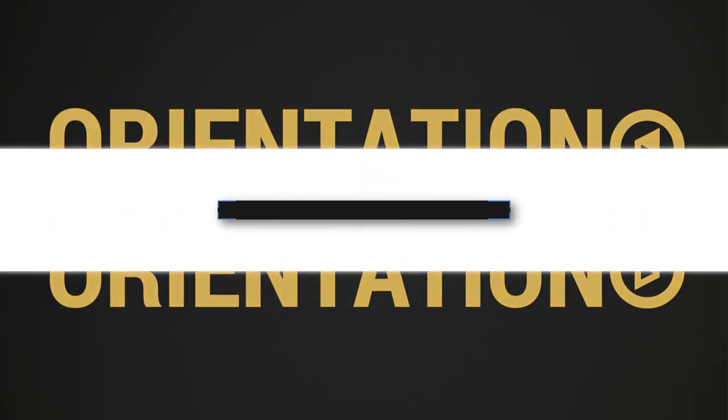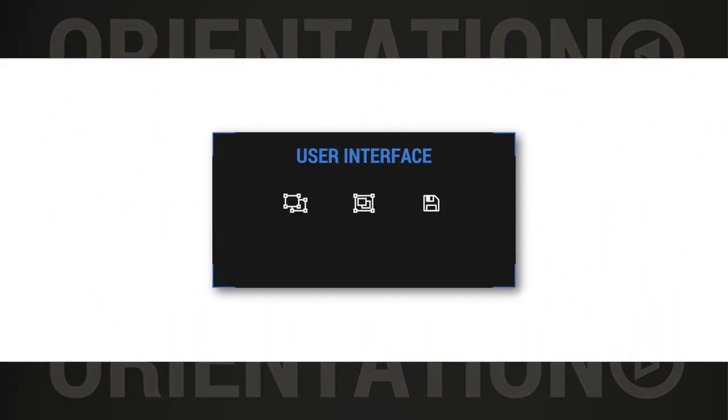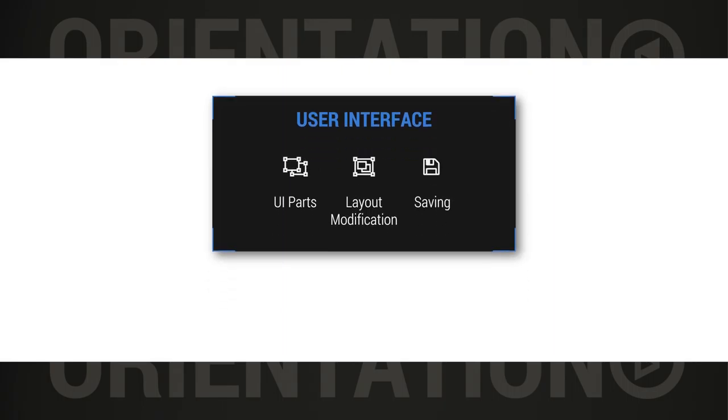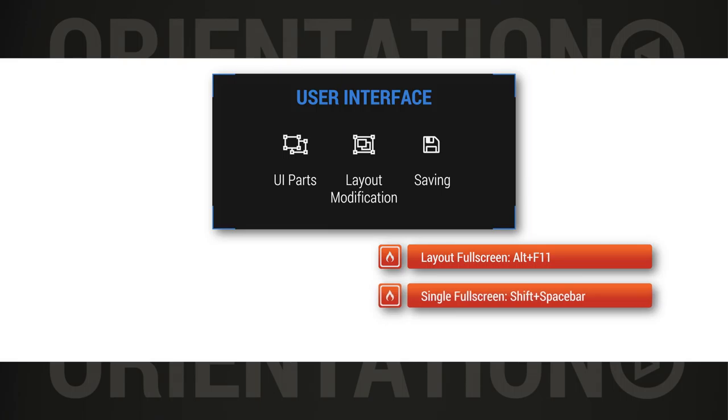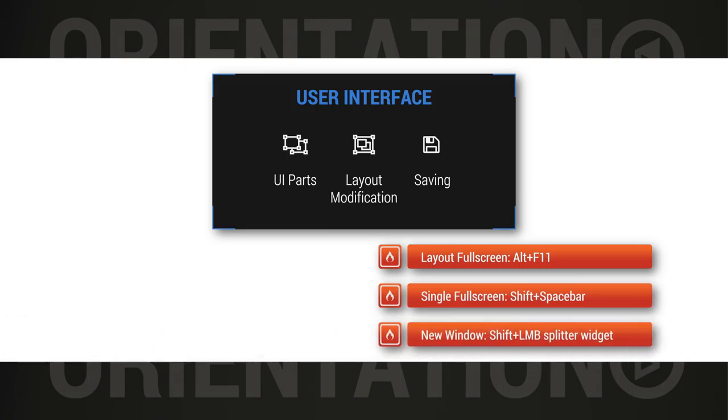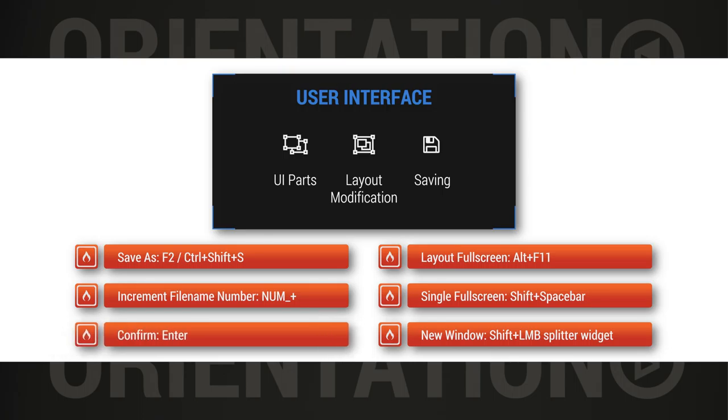This time we learned about the Blender user interface, its parts, how to modify the layout, and saving. A few hotkeys you should remember include Alt F11 to go full screen, Shift Spacebar to make an individual editor full screen, Shift left click and drag to duplicate an editor in a new window, and the combination of F2, Numpad Plus, and Enter to save, increment, and confirm your save file. By now, you should feel pretty comfortable with the interface.